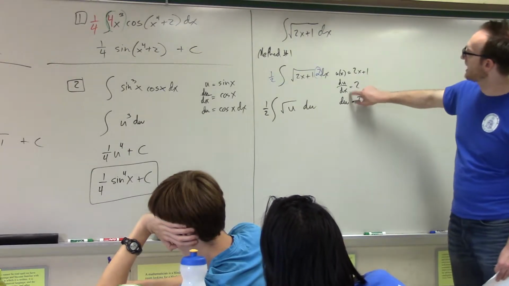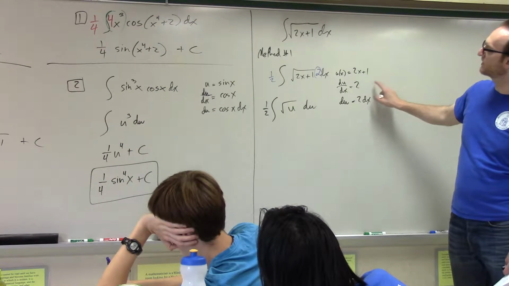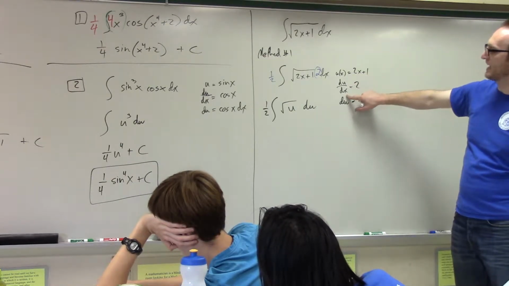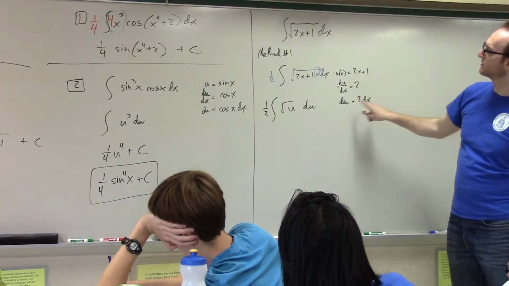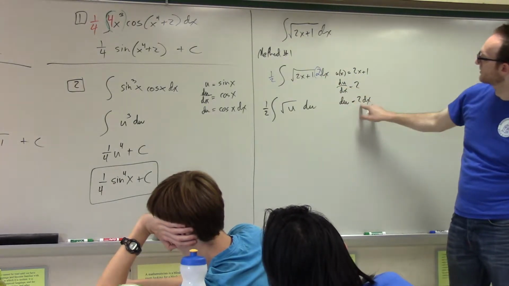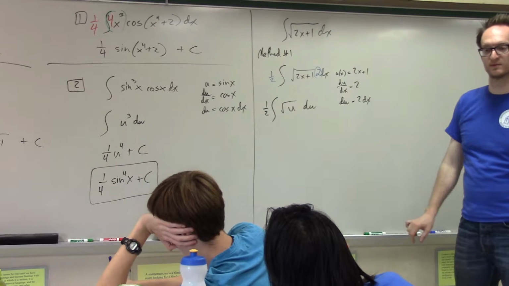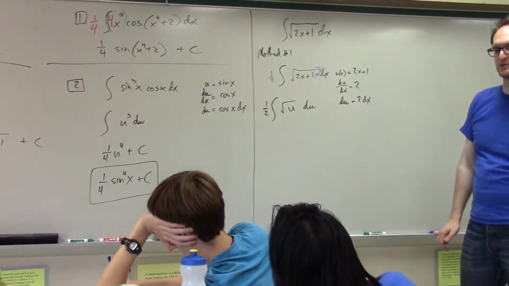Well, I had du dx, so u is like 2x plus 1. So the derivative of u with respect to x is just 2. Then I multiply both sides by dx. So there was a 2 dx there, so I just substituted du. Did I answer your question?